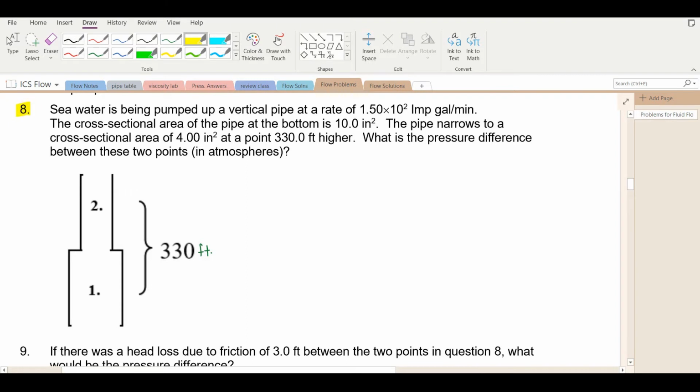Problem number 8 says seawater is being pumped up a vertical pipe at a rate of 150 imperial gallons per minute. Notice that the cross-sectional area of the pipe at the bottom is 10 square inches. Then the pipe narrows to a cross-section of 4 square inches at a point that is 330 feet higher. What is the pressure difference between these 2 points in atmospheres? This is an interesting problem. If we had a vertical pipe, and the water was not moving, then the difference in pressure would simply be 330 feet of seawater.